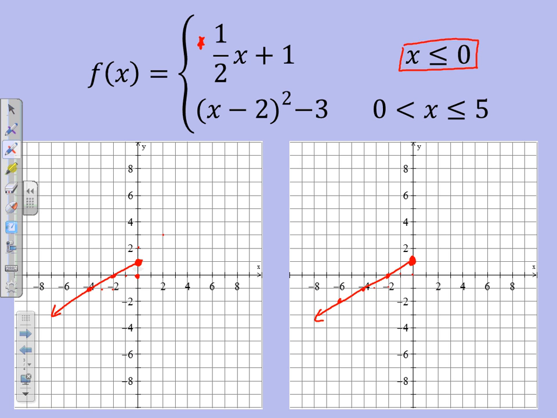So now let's take a look at the quadratic one. And let's do a different color for that one.